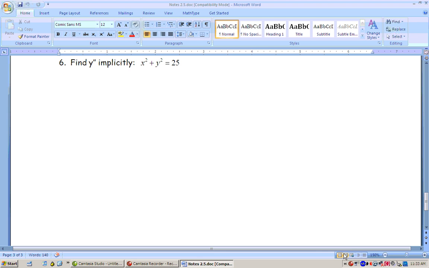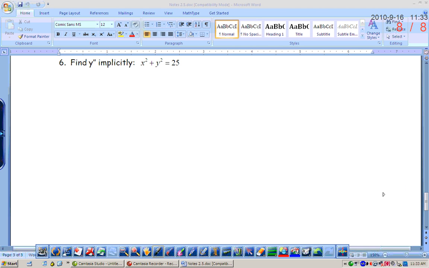Now, find y double prime implicitly. What does that mean to do? Find the second derivative. All right, let's not get ahead of ourselves. To find the second derivative, you have to find the first derivative. So find y prime, which is dy/dx. Find dy/dx for me on your own.